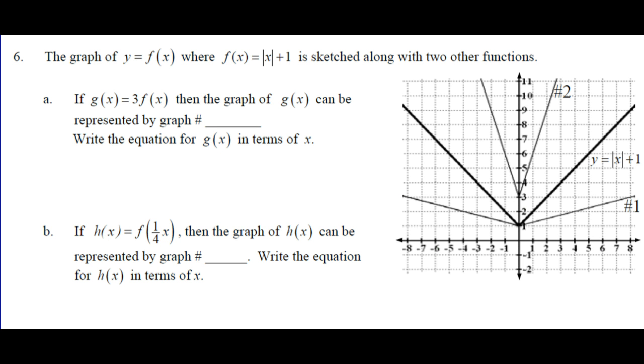The graph of y equals f(x), where f(x) equals the absolute value of x plus 1, is sketched along with 2 other functions. So here's the graph of the absolute value of x plus 1. Here's graph number 1 and graph number 2.